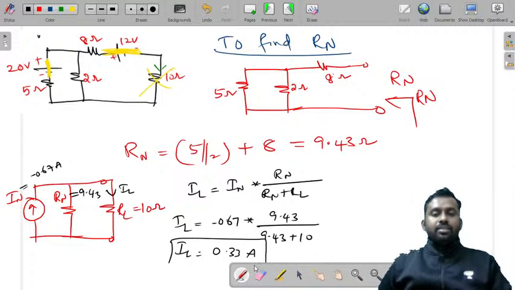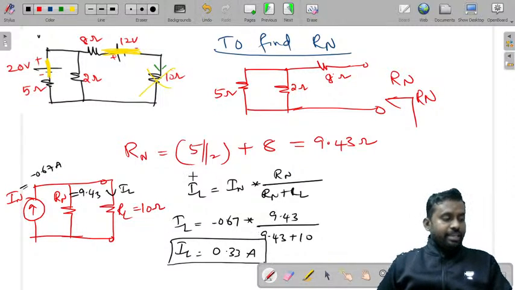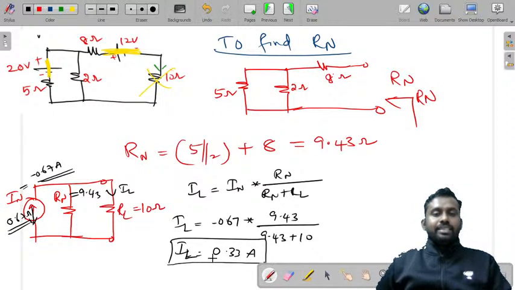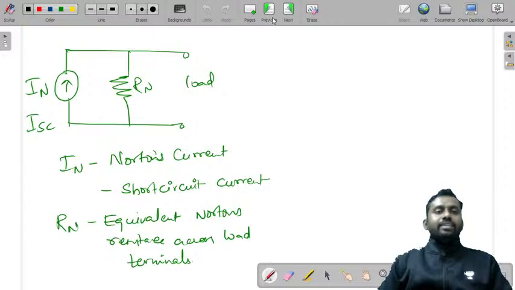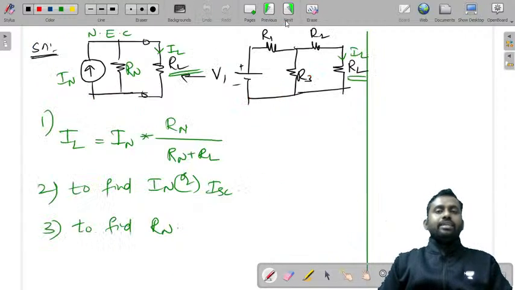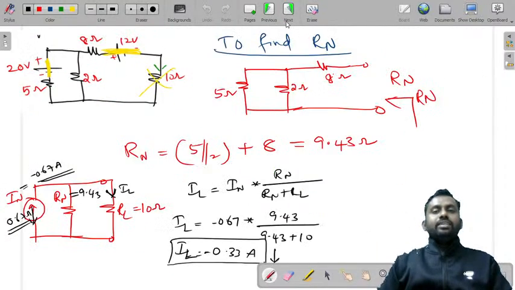If you simplify this, you get 0.33 amperes. If this is minus in this direction, you can take it downward and write it as plus 0.67 amperes also. And this is IL is equal to minus 0.33 amperes downward. If you take IL, this is IL is equal to minus 0.33. Right? So this is how you will find IN value or Norton's equivalent. You will apply Norton's equivalent circuit to solve any given circuit.